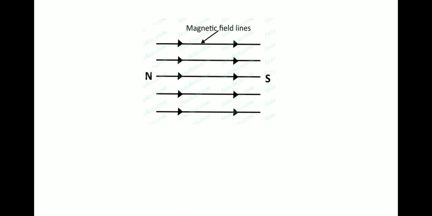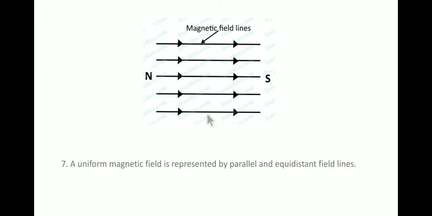Now this is a set of lines which are parallel. They are also magnetic field lines, but they are parallel and equidistant from each other. A uniform magnetic field is represented by this kind of line, by parallel and equidistant field lines. So this kind of line represents a uniform magnetic field.